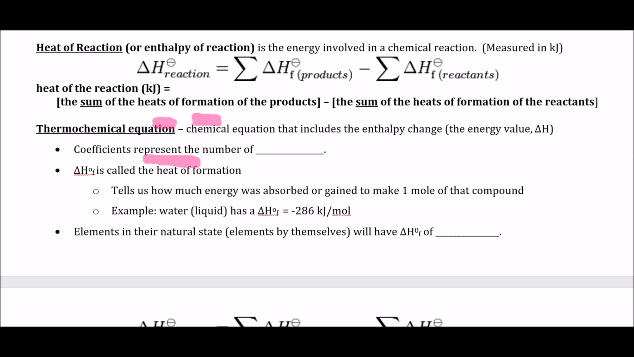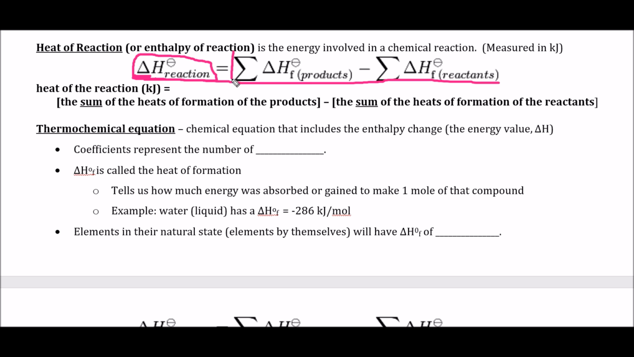So let's go ahead and talk about this a little bit. If you take a look, we have this formula that has these kind of funky looking letters in here. Let's break it down a little bit. What this triangle means, again, is change in enthalpy. So this is the change in energy of the substances.